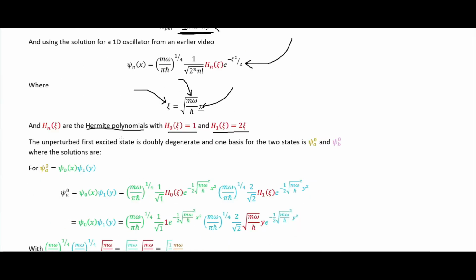The unperturbed first excited state is doubly degenerate, and one basis for the two states is psi sub A and psi sub B, where the solutions are this. These come from the one-dimensional solutions. We have our first order Hermite polynomial and second order Hermite polynomial, which is just a 1, and then this thing with the y. We're doing it in 2 dimensions, so we have a y and an x, but the x, which was just the first Hermite polynomial, is just a 1 here.